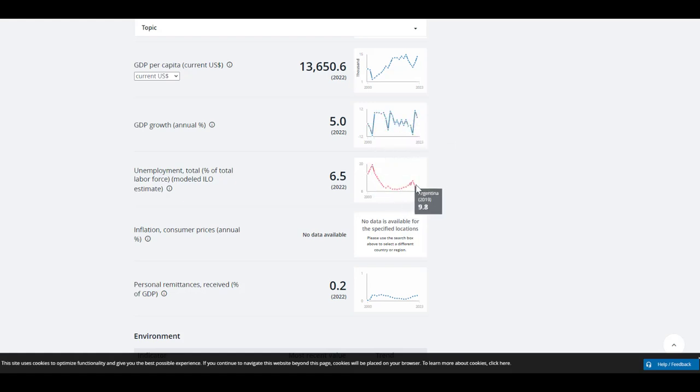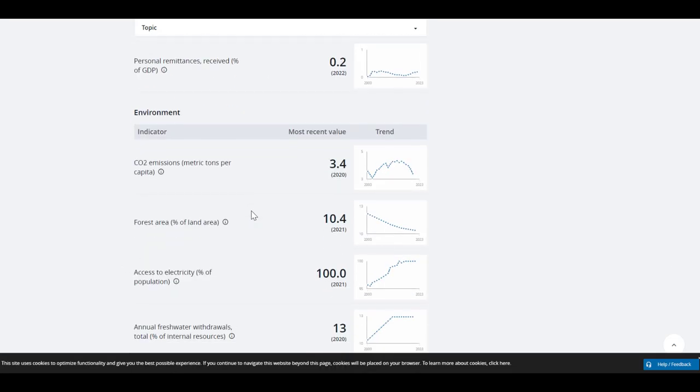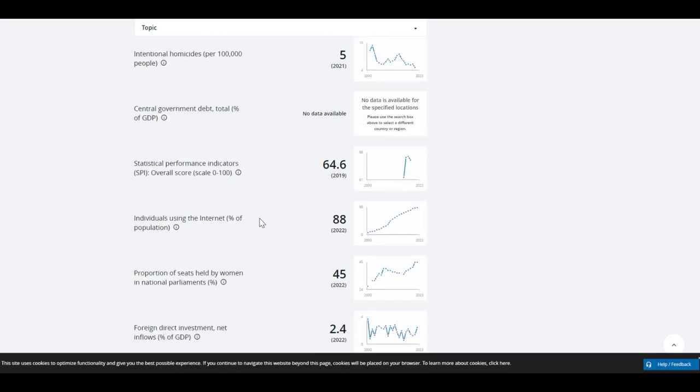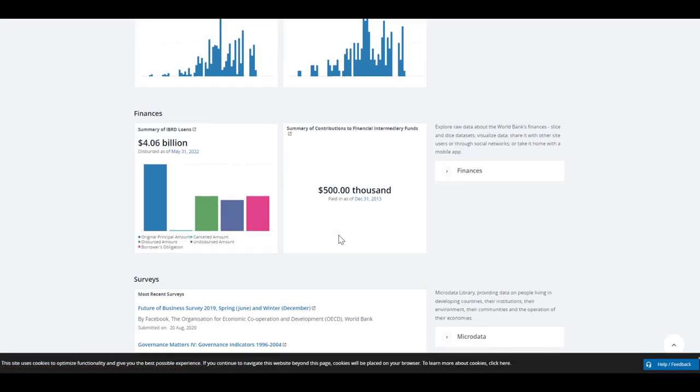You can see what unemployment has done. Inflation isn't here, but there are all sorts of different data sets that you can go in and look at. Individuals using the internet: you can see that in about 2000, only 7%, then we scroll up to 2022, and 88% are using the internet. That is a really good factor to look at, especially if you're going to be marketing your company online. Foreign direct investment, net inflows, percentage of GDP. You can just go through here and grab all sorts of data.